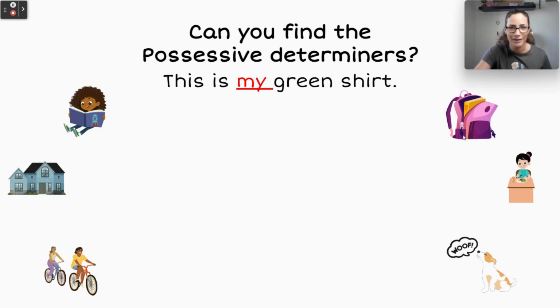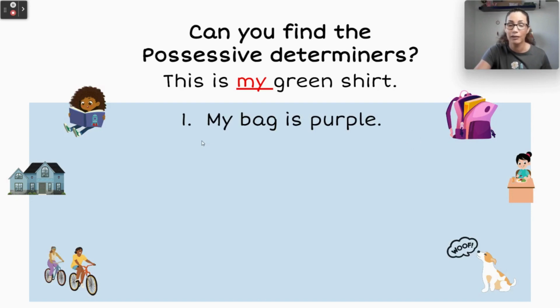So these are the sentences. Number one, I'll read that first quickly, and then I will read it slowly so you can repeat if you'd like. Number one, my bag is purple. Okay, so now you can repeat with me. My bag is purple. My bag is purple. I want you to see if you know which of these words is the possessive determiner.